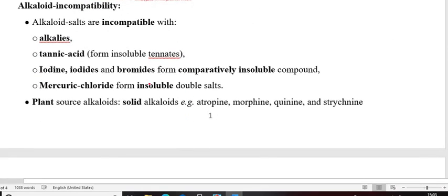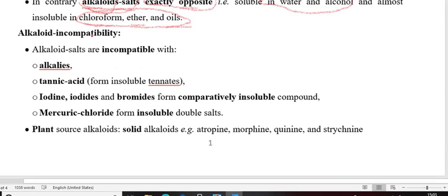Now we have to go through its incompatibility. So first we have to discuss what is the meaning of incompatibility.